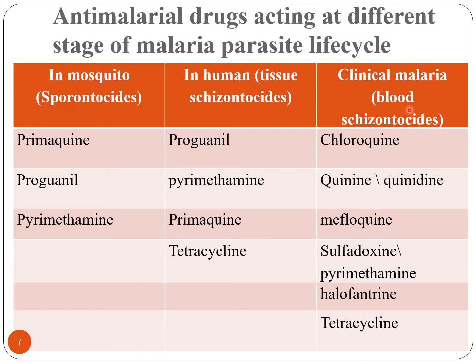In clinical malaria, these drugs act as blood schizonticides, affecting the parasite in the RBCs. This includes chloroquine, quinine and quinidine, mefloquine, sulfadoxine and pyrimethamine, halofantrine, and tetracycline.